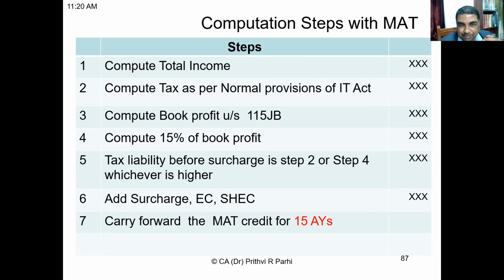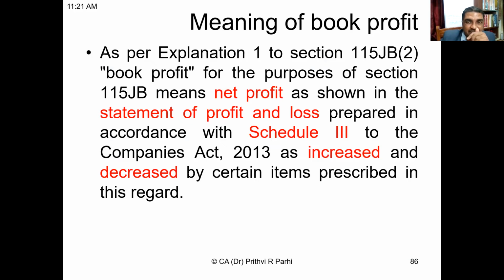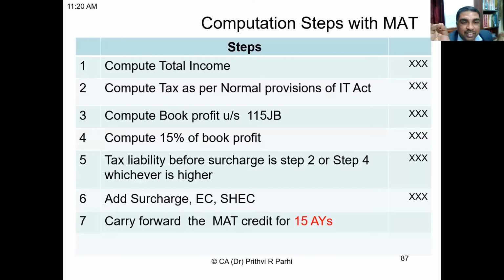What is step 3? Compute book profit under section 115JB. So this book profit means your accounting profit, subject to some adjustments. What are the adjustments? You have to refer to section 115JB, subsection 2, to understand how this will be adjusted. So right now we'll understand we are computing the accounting profit. Then step 4. Compute 15% of book profit.